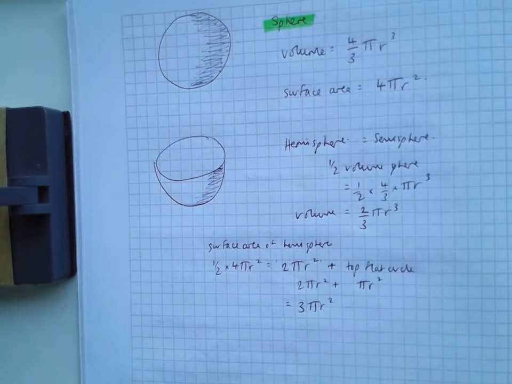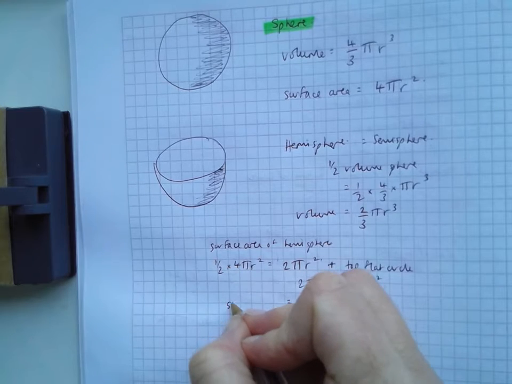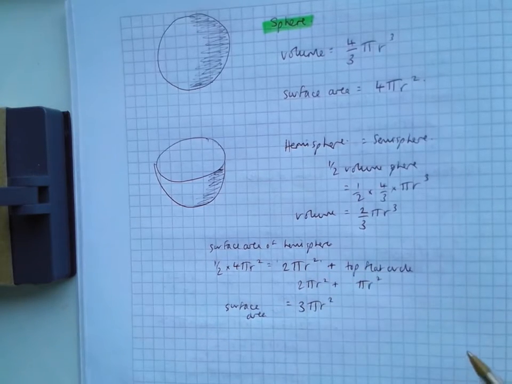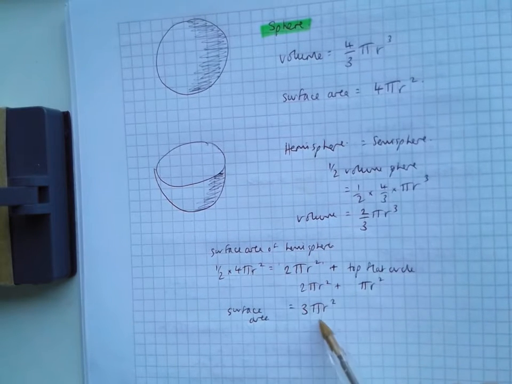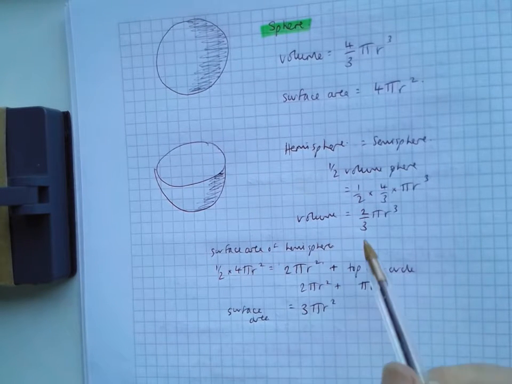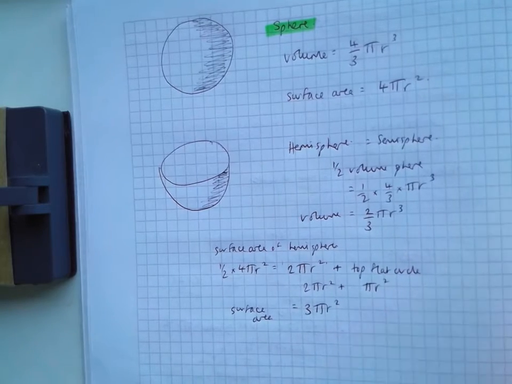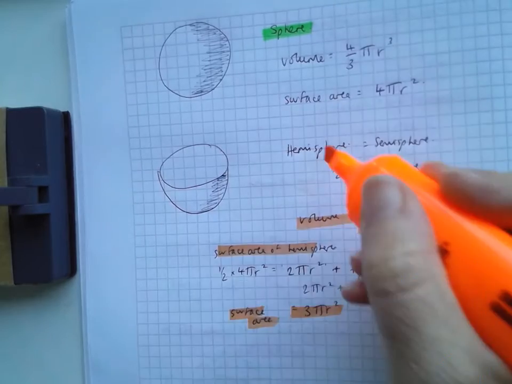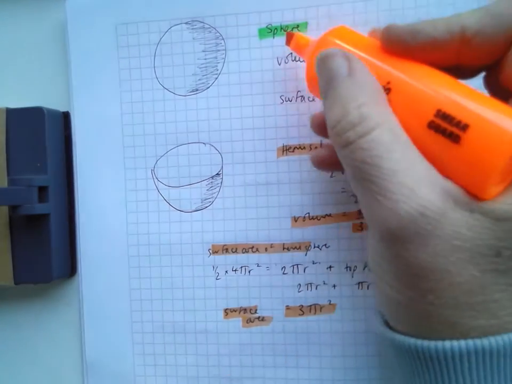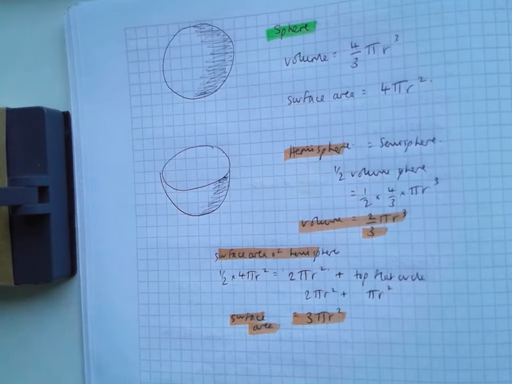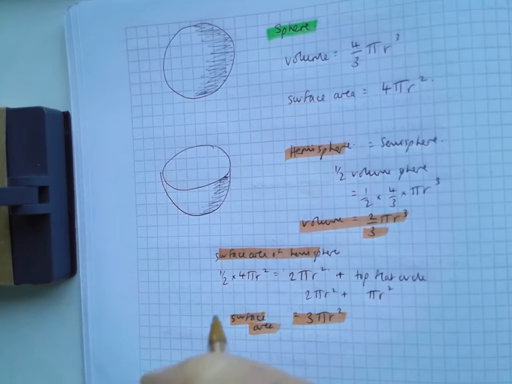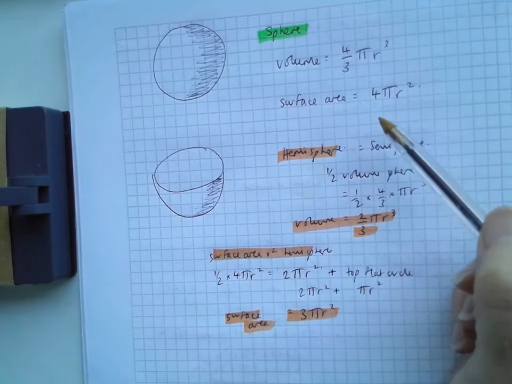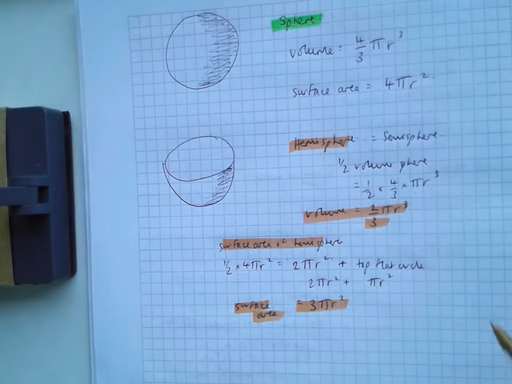So what we have here is that the surface area of a hemisphere is 3 pi r squared, and volume is 2/3 pi r cubed. So we should highlight all these in orange. And then we have the sphere, which for some reason I'm highlighting in green. The sphere's volume is 4 over 3 pi r cubed, and the surface area is 4 pi r squared. So let's do some examples.